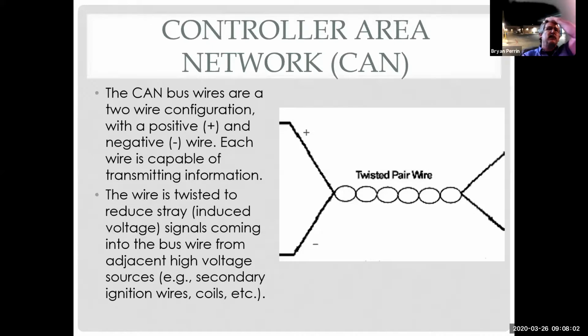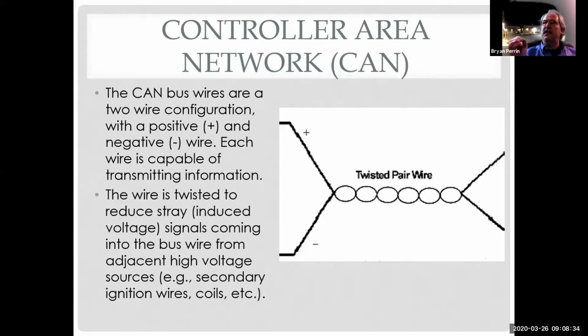So CAN bus wires are a 2-wire configuration with a positive and negative wire. Each wire is capable of transmitting information. Matter of fact, they normally transmit the same information. The wire is twisted to reduce stray induced voltage signals coming from adjacent high voltage systems such as your stereo, secondary ignition, coil wire, starter. So we have different things on the car that we use a twisted pair for. CAN is one of them.